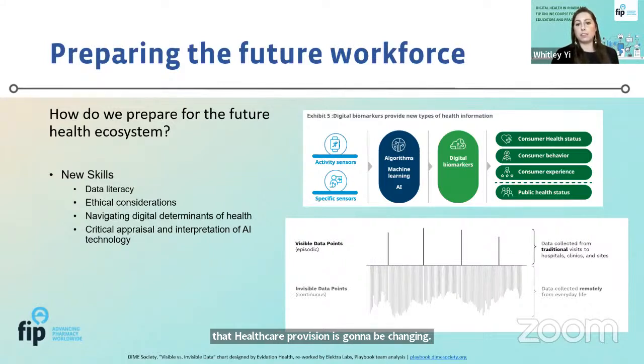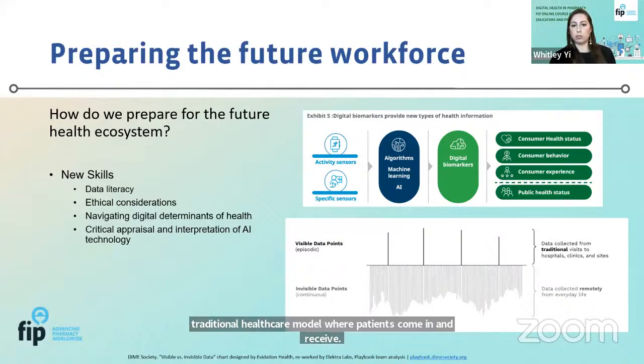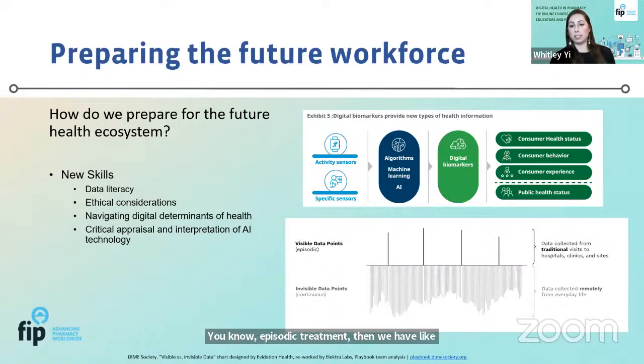And this chart down here on the bottom right shows an example of what kind of data clinicians currently have access to. So if we go into our traditional healthcare model where patients come in and receive episodic treatment, then we have small snapshots into their life and into their health status. But underneath that is the invisible data that we may not see, which is where their health status is actually changing significantly in between each one of those snapshots.